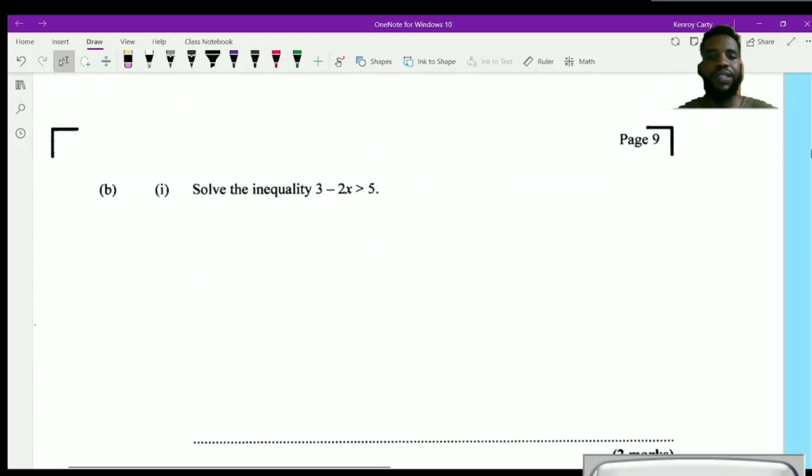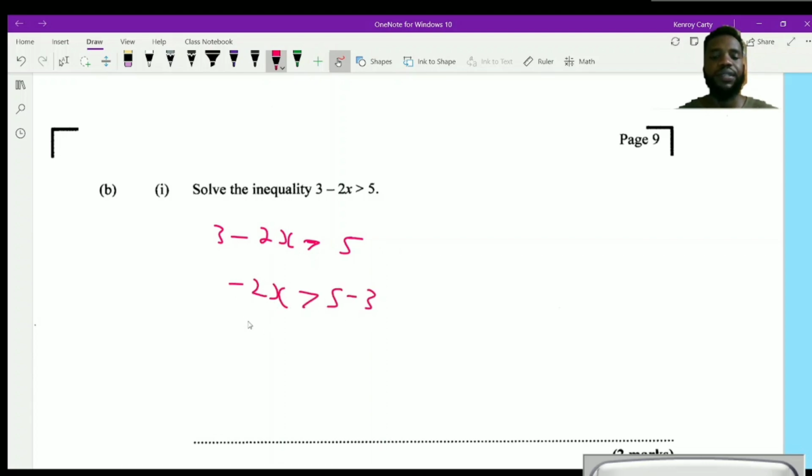B part 2, B part 1. Solve the inequality. Alright, let's get right down to business. We're going to treat it like a regular linear equation. So you have 3 minus 2x is greater than 5. What I'm going to simply do is bring over the 3, and since it's positive, it goes over as a negative. So you're going to have minus 2x is greater than 5 minus 3. Minus 2x is greater than 2.